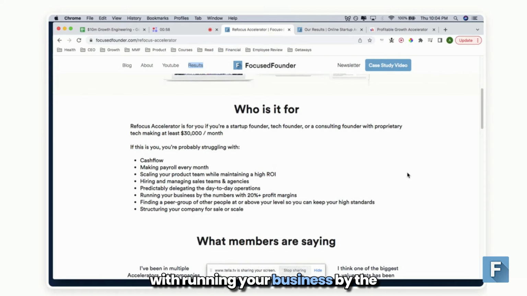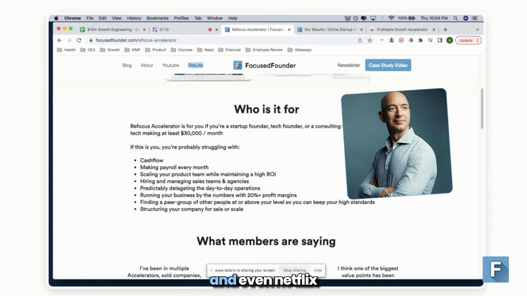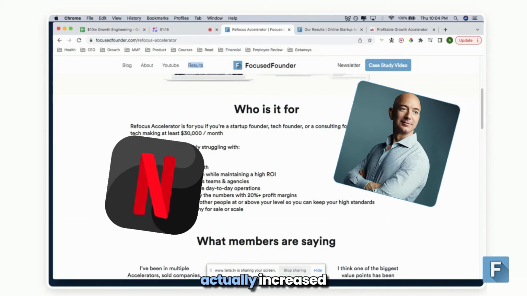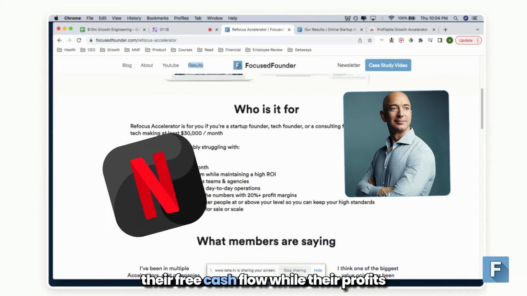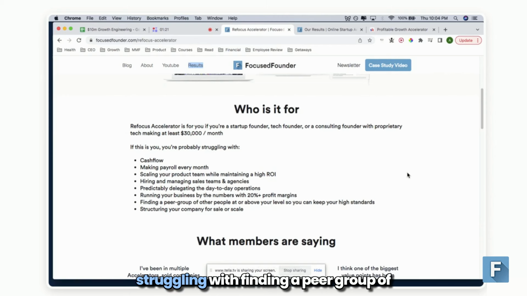Some of you are going to be struggling with running your business by the numbers, and also having at least 20% plus profit margins, because in startup land, we're taught to believe profits are bad, but when you're operating based on free cash flow, you'll see how Jeff Bezos and even Netflix actually increased their free cash flow while their profits stayed the same. You're probably struggling with finding a peer group, really just friends that you can go through this with, who have similar problems to you, or at least problems at the same scale as you do. And then you're probably struggling with structuring your company for an acquisition, like selling it, or structuring your company for scale.